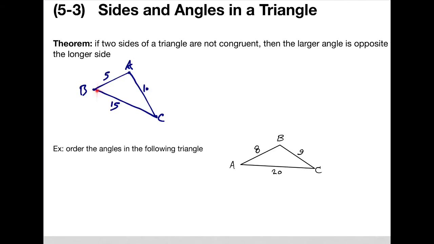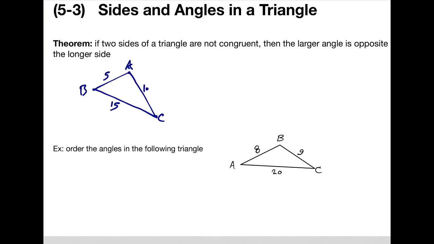Look at side BC. Side BC is 15 centimeters, right? The angle which is opposite to side BC is angle A here, right? Side AC is 10 centimeters, and the angle which is opposite to this side is B. Since 15 is greater than 10, therefore the angle which is opposite to this side, which is A, is bigger than the angle which is opposite to 10. This is what this theorem tells us.